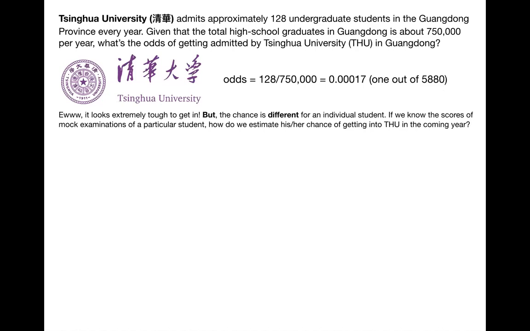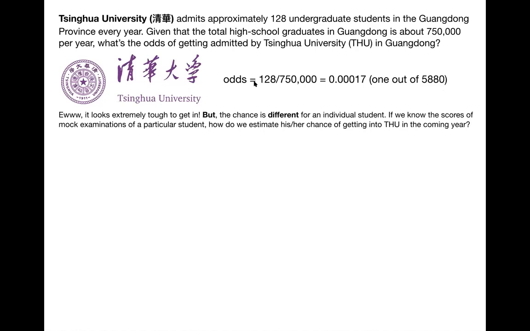We know that everyone's different. Different students have different skills and different levels of study, so the chance should be different for an individual student. If you use data like this to predict for an individual, you'll be wrong. So how do we do that for individual students?